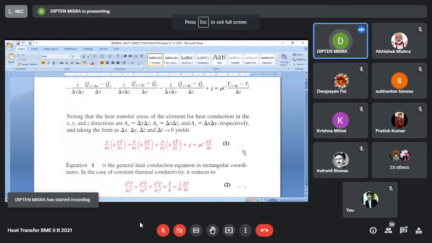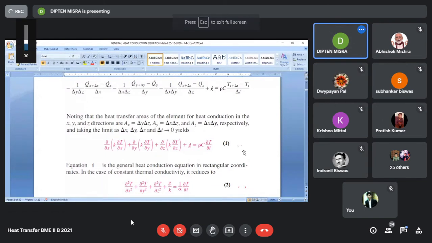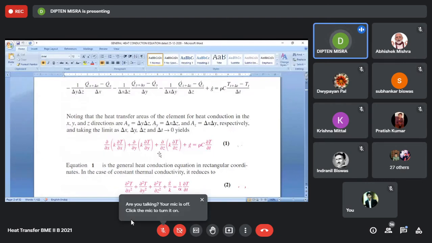So we were continuing with the derivation of the general heat conduction equation in a solid. Now in our previous class we derived that equation, which is given in equation number 1. It is somewhat restricted from a general equation in the sense that it assumes that the material is an isotropic material, such that the thermal conductivity does not change with direction.